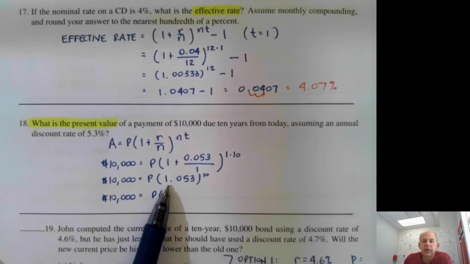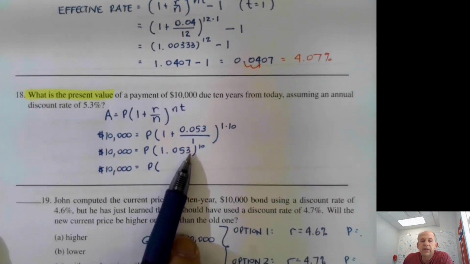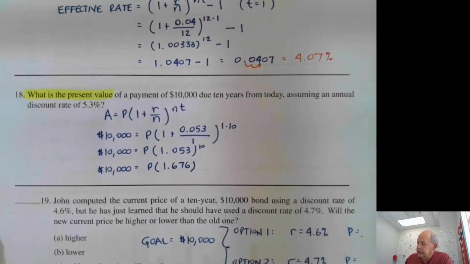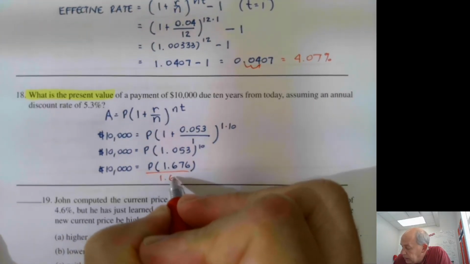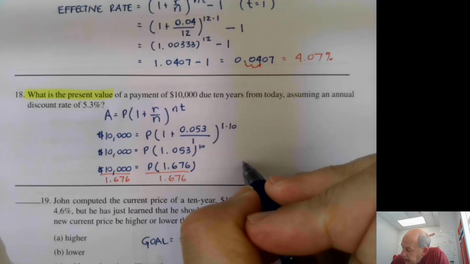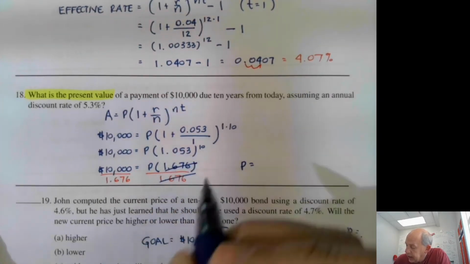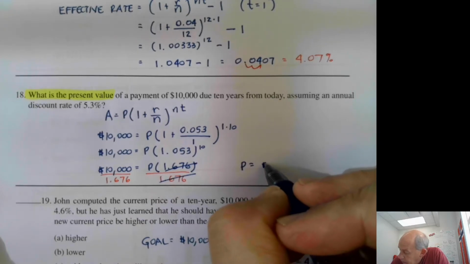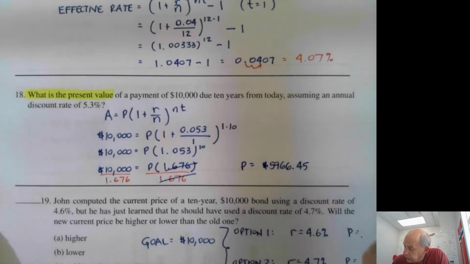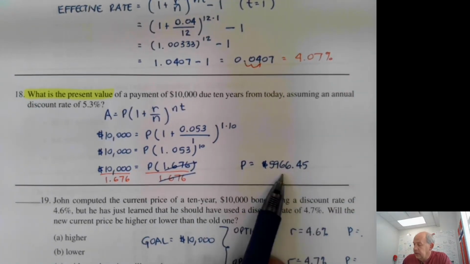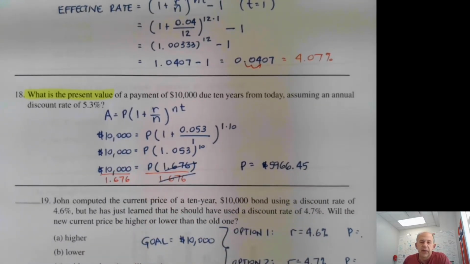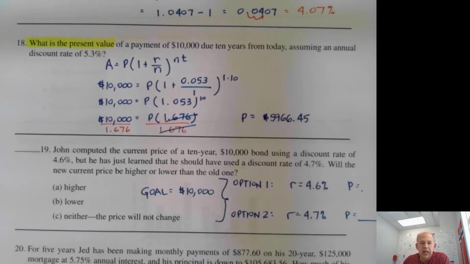I take out my calculator and I say 1.053 raised to the 10th power. And I get 1.676. I divide both sides through by that, and I have a P value, when I cancel those out, of 5,966.45. So for today, that's how much money I would need under all of these conditions to get a future amount of $10,000. So there's how I do number 18.